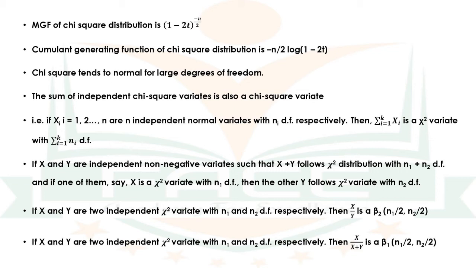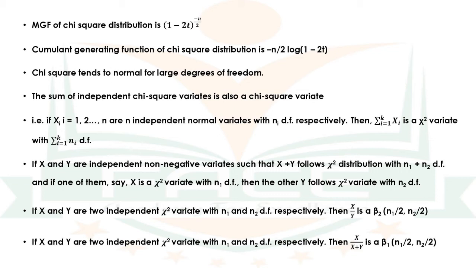The next point is, if x and y are independent non-negative variates such that x plus y follows chi-square distribution with n1 plus n2 degrees of freedom, and if one of them, say x, is a chi-square variate with n1 degrees of freedom, then the other, y, follows a chi-square distribution with n2 degrees of freedom.